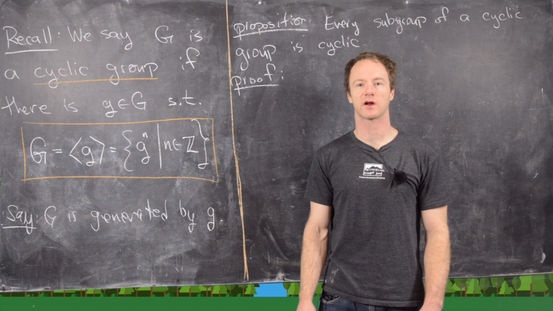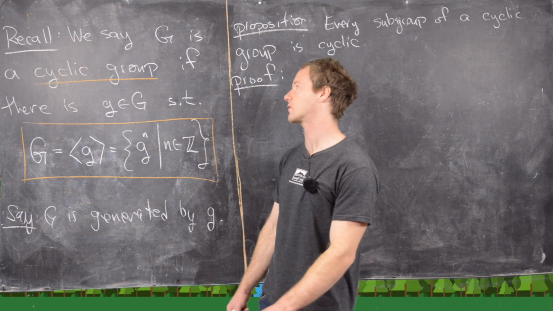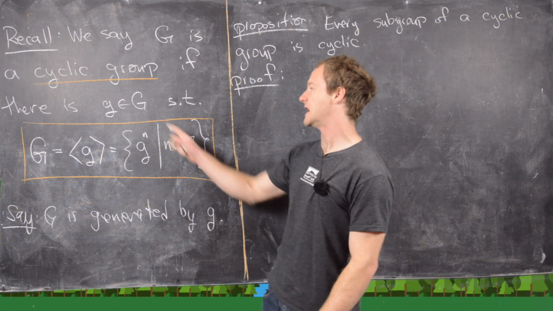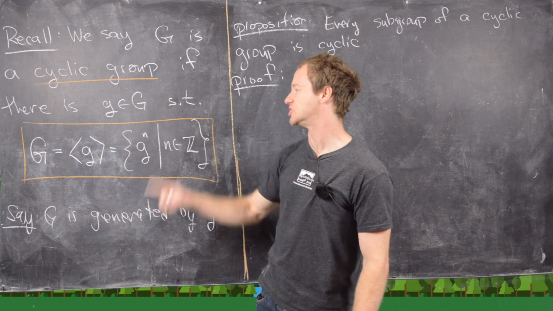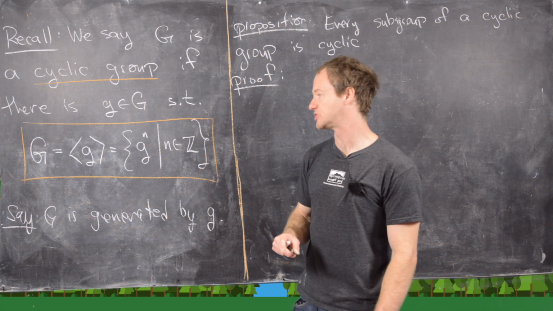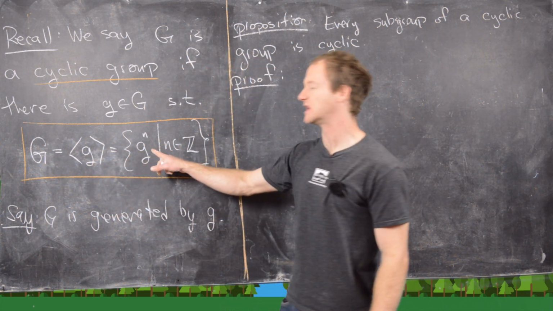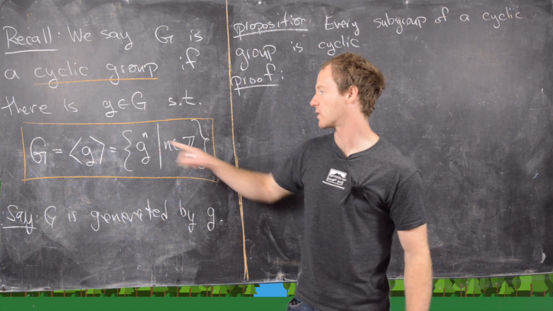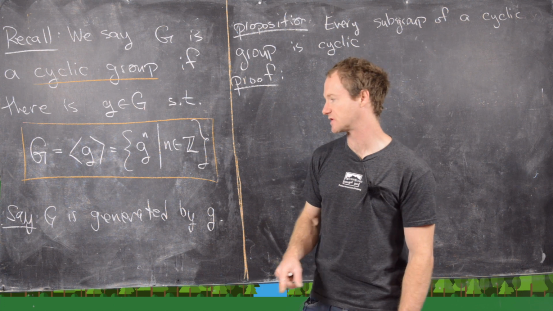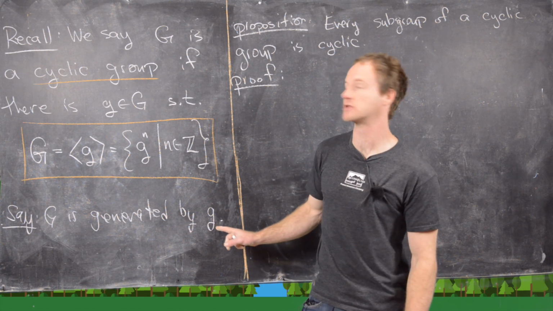Okay, in this video we're going to prove some more facts about cyclic groups. So let's just recall what a cyclic group is. We say a group G is a cyclic group if there is an element g in G where G is equal to the cyclic subgroup generated by g. In other words, every element of capital G can be written as a power of little g as that exponent runs over all integers. And we generally say here that G is generated by little g.